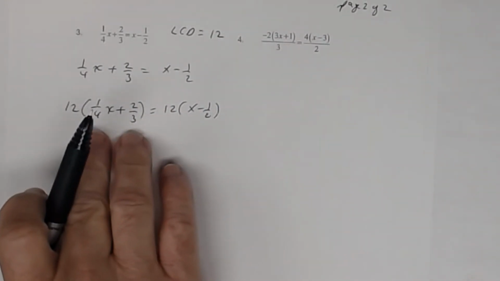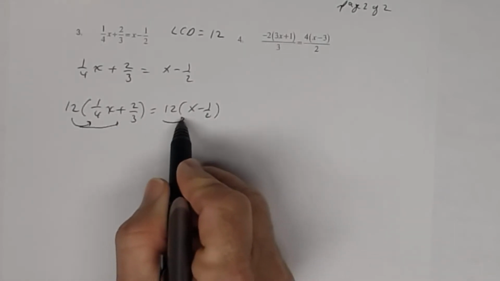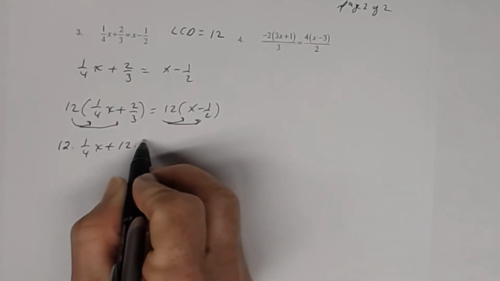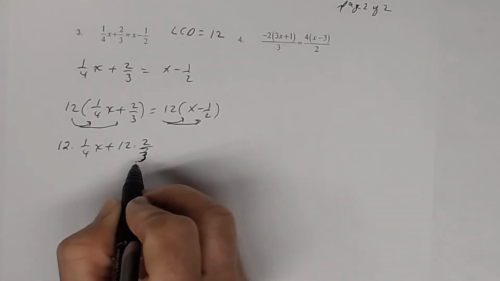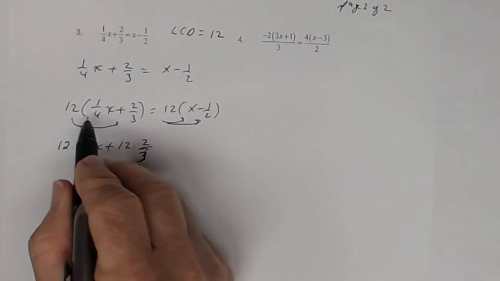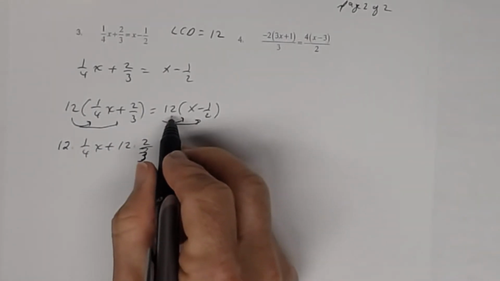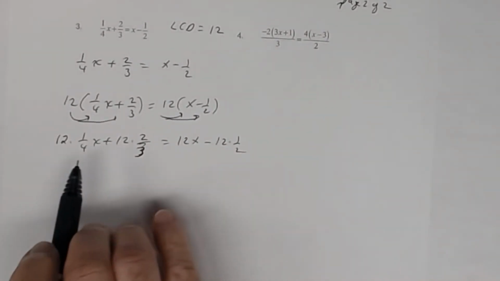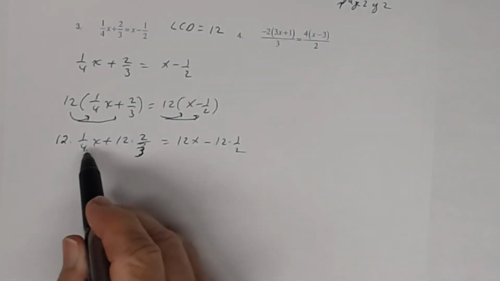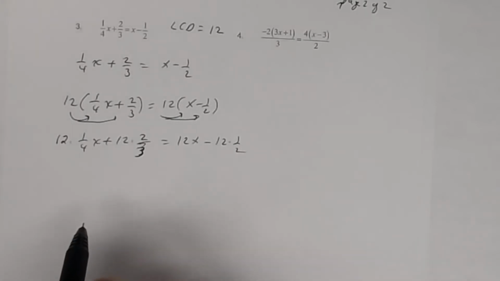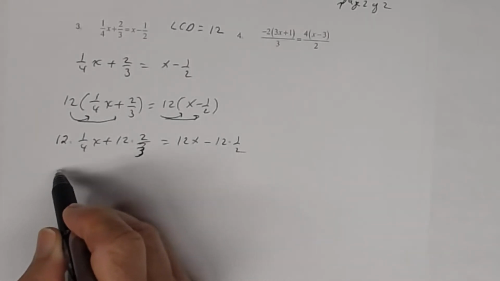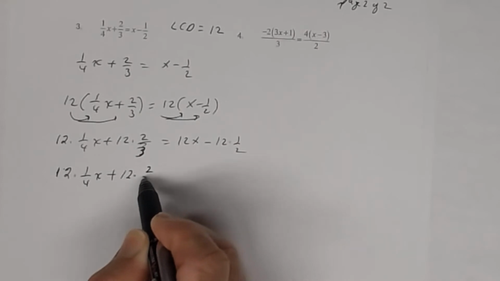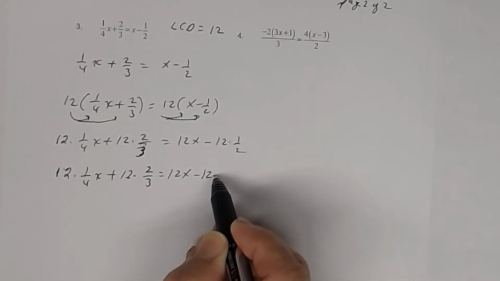Now you're going to clear the parentheses by using the distributive property in both cases, both sides. So you have 12 times 1/4 x plus 12 times 2/3. 12 times a fourth x plus 12 times 2/3 equals, and then 12 times x minus 12 times a half. Now remember, the whole purpose of multiplying both sides by the LCD is to get these factors in the denominators to be ones. So you want to clear those fractions. Let me go ahead and rewrite this over just so I can write on it. So you have 12 times a fourth x plus 12 times 2/3 equals 12x minus 12 times a half, right?